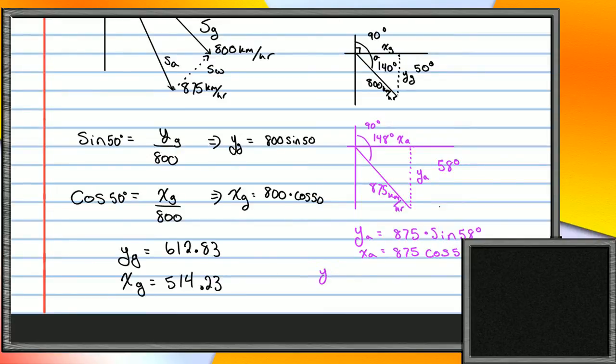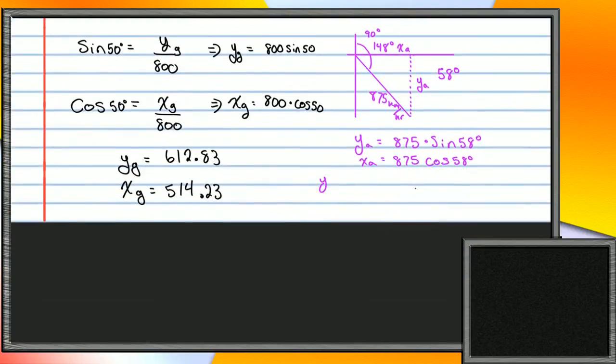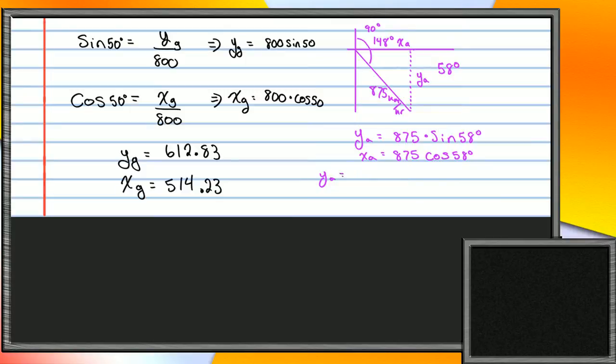So y airspeed is what? 742.04, and x airspeed, just type it into your calculator again, cosine of 58, 463.68, I'm going to round up. So are you good with getting those values?